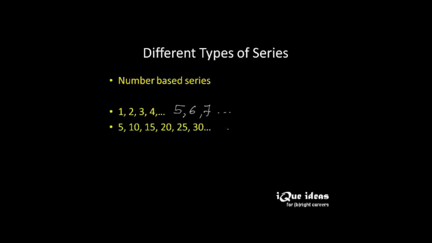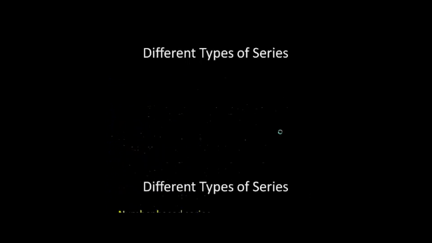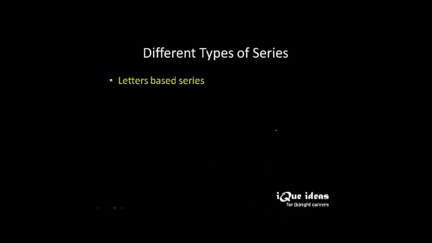Well, the first and the simplest kind of series which can come is something called a number based series. So take a look at this example. If you know the numbers 1, 2, 3, 4, automatically we can say that the next few numbers must be 5, 6, 7 and so on. Simple, right? And given a series of numbers like 5, 10, 15, 20, 25 and 30, automatically we know that the answers must be 35, 40, 45 and so on.